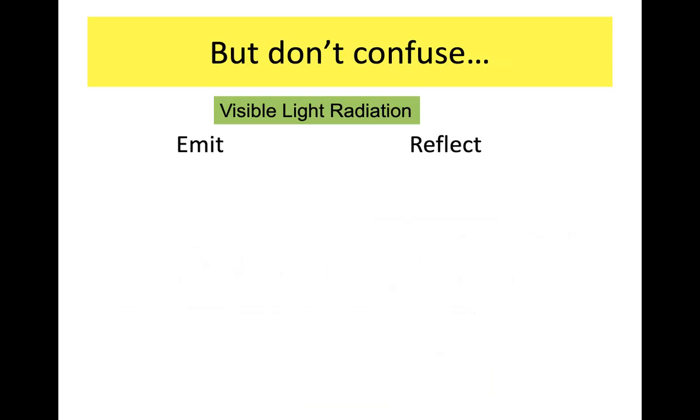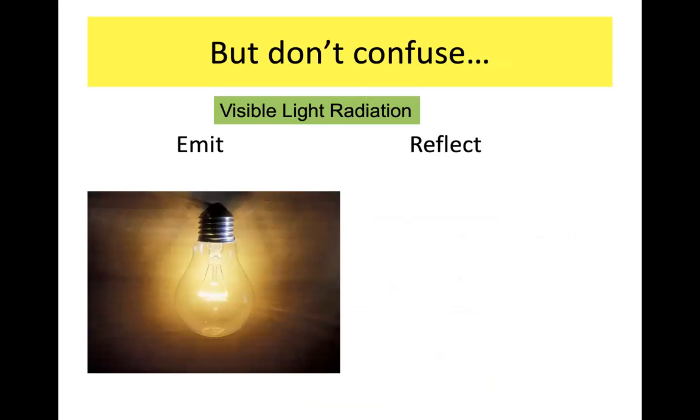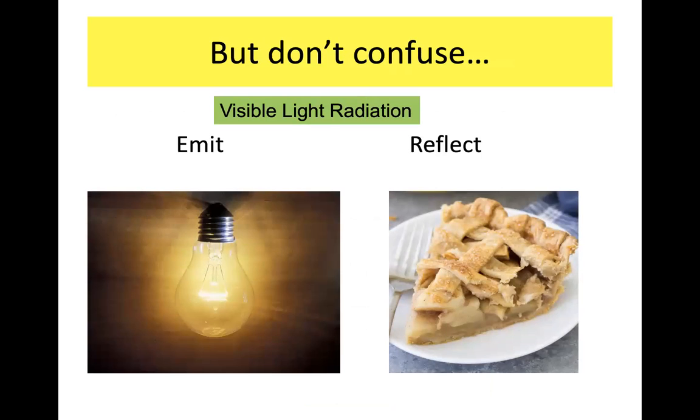We call that an emitter. That's where the object itself produces this type of radiation. So for instance, if we consider visible light, there are some things that actually produce this, like a light bulb. A light bulb produces light. Now, other objects, let's say, for instance, a slice of apple pie, do not produce light, they reflect that light.